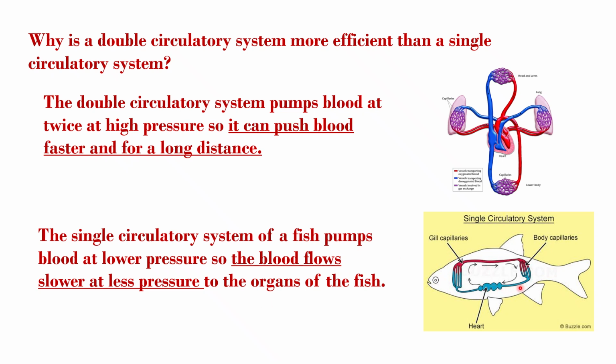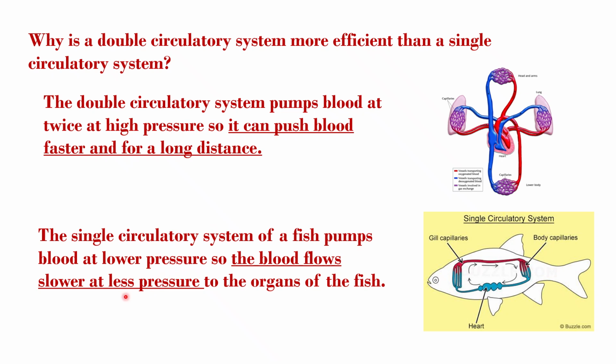It pumps the blood into the gills. Then the blood moves from the gills. This is the respiratory organ. It moves to all the body, then returns back to the heart. Just one circulation. Now, the blood does not need a strong or a high pressure. So the pressure here is less and the circulation is slower. So a single circulatory system pumps the blood at lower pressure.